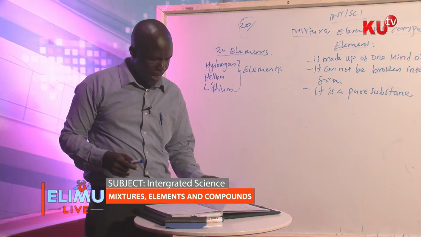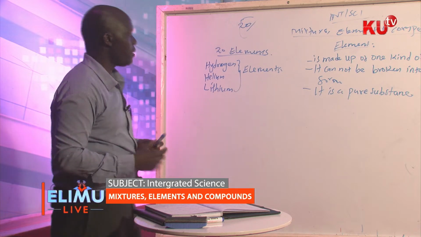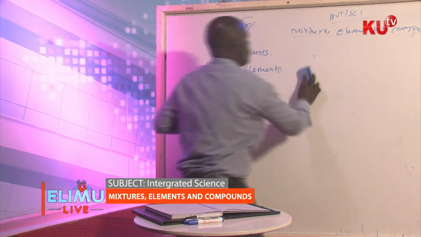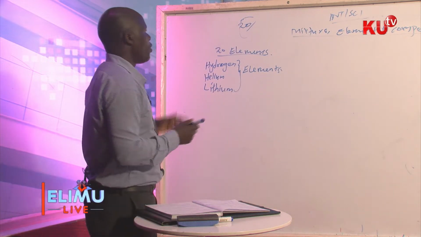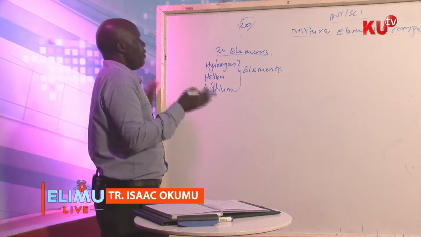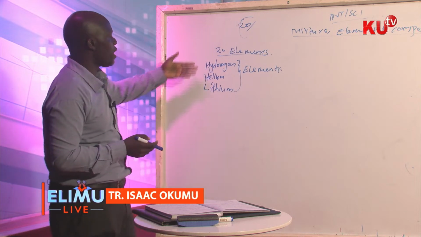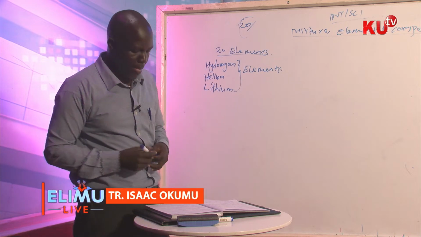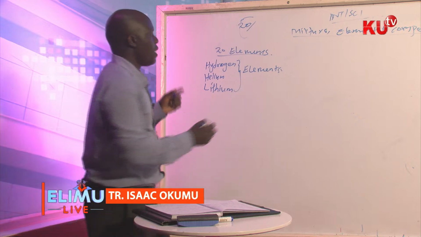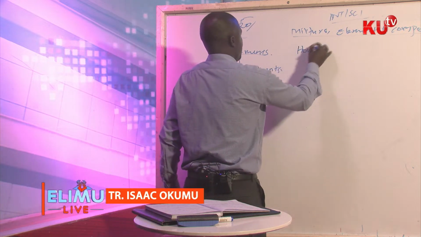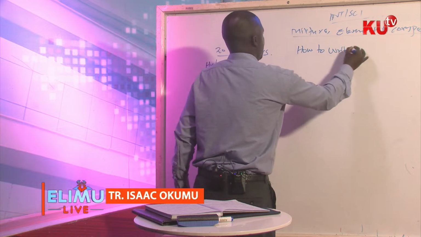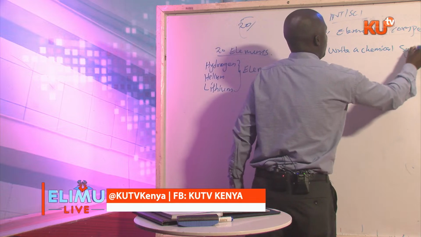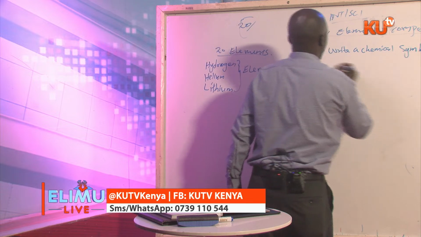So once we have known what the elements are, we go and look at how to write their symbols, because in science, there is a way we are supposed to write. For example, when we talk about hydrogen, it has what we call a chemical symbol. So how do we write that? We can look at how to write a chemical symbol for elements.